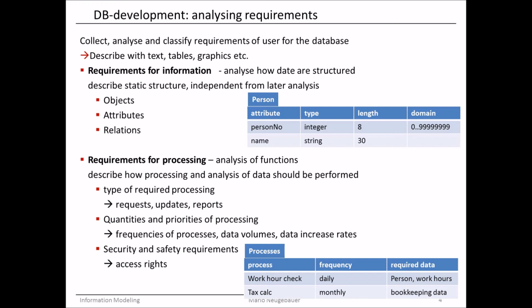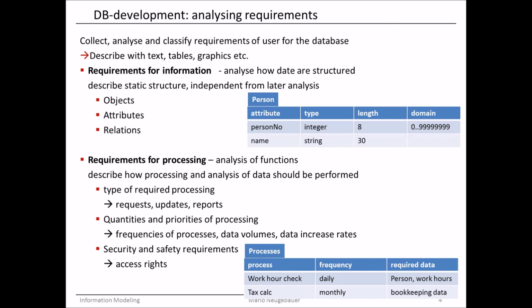What is more important on the technical side is about the qualities, maybe the priorities of the processing. So how much data do you have? What data volumes do you expect in your application? Are there hundreds of persons? Are there thousands of persons? Or are there millions of persons, for example? And also the frequencies of the processing. How often do you execute a certain function, for example?